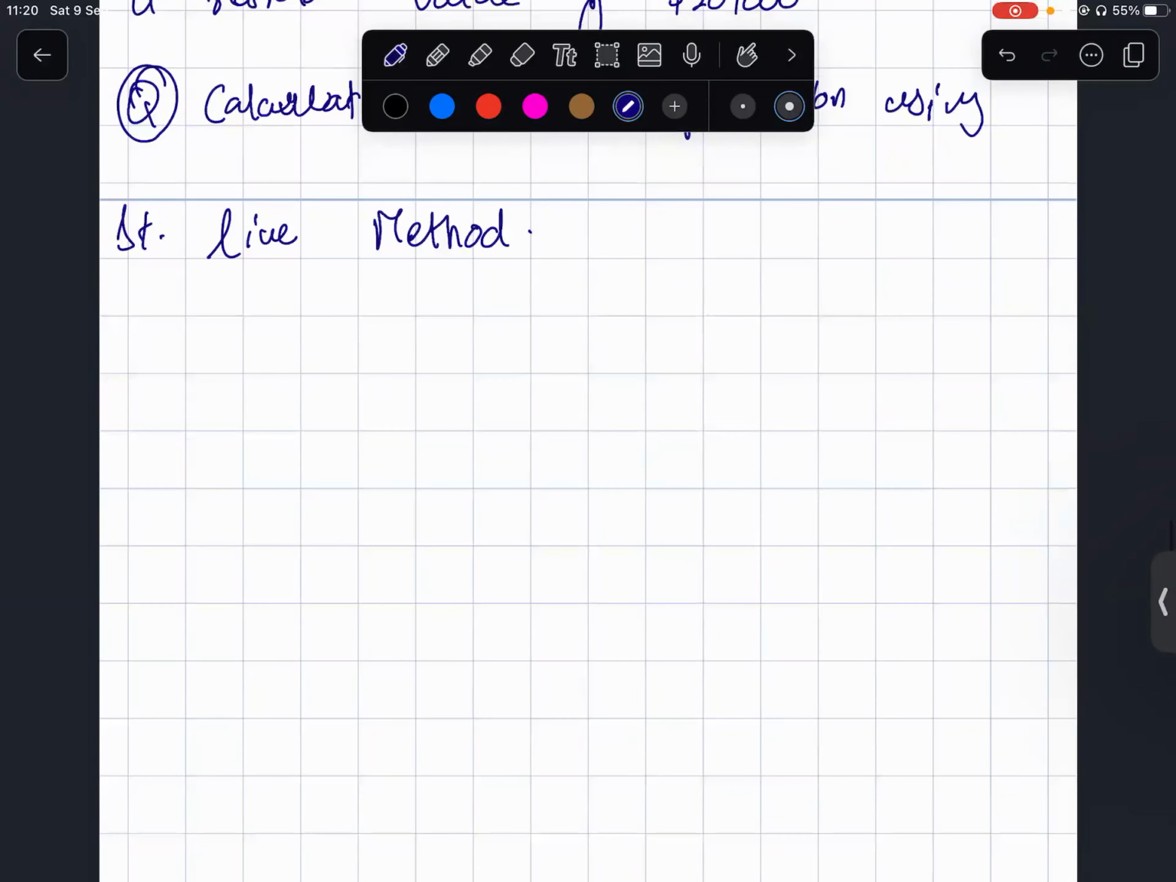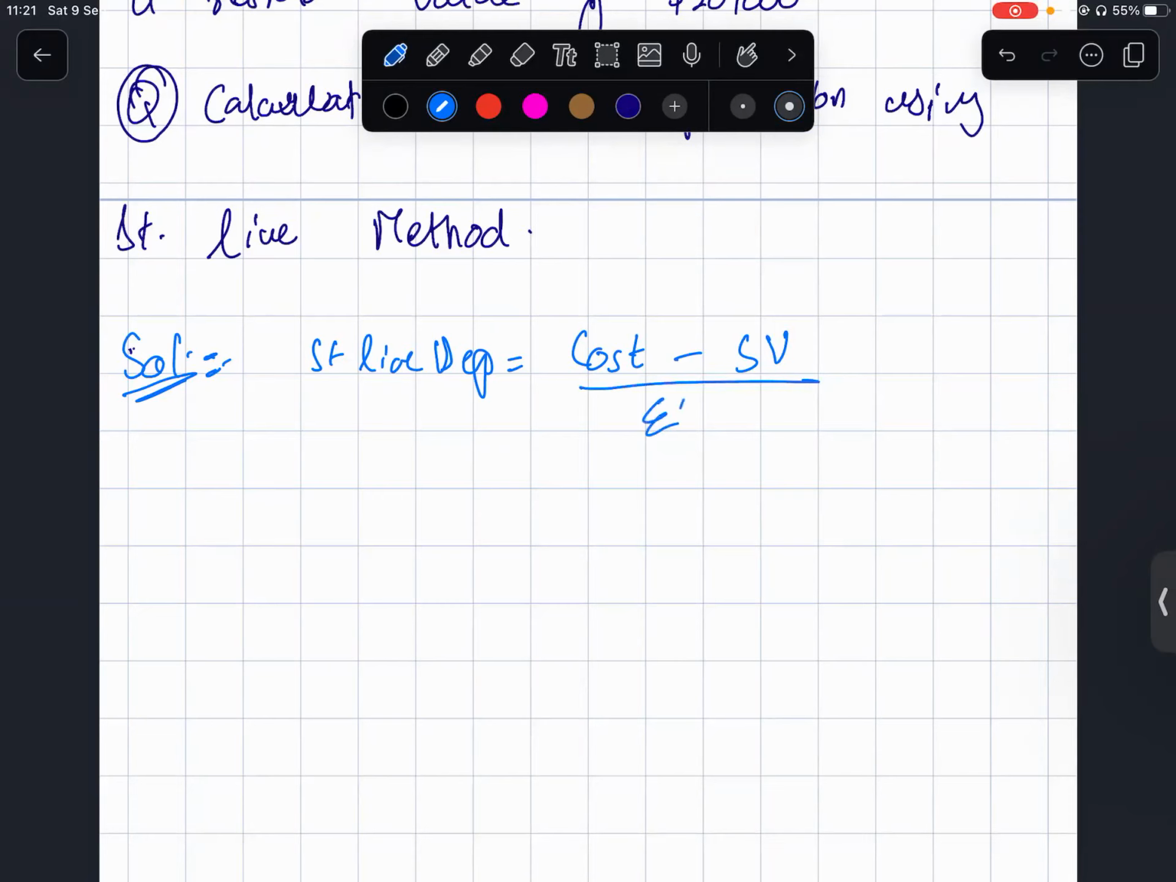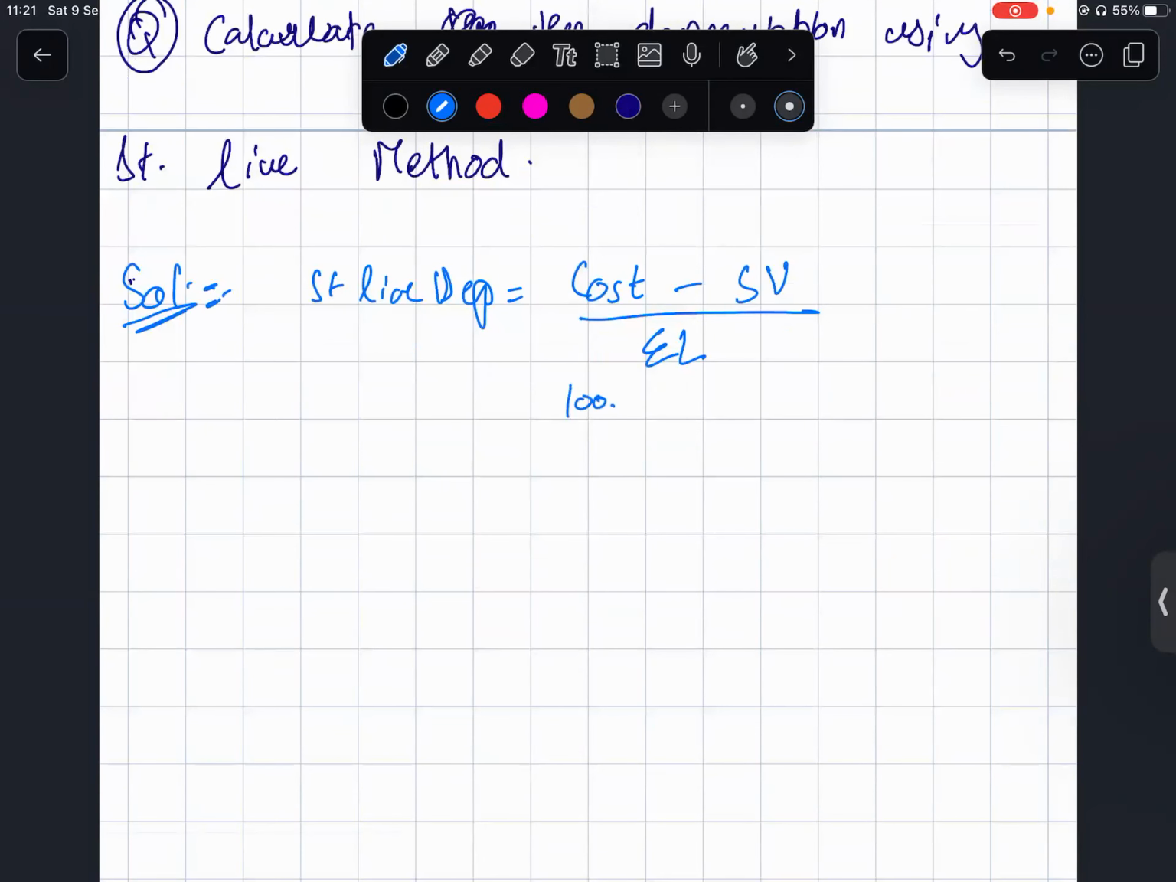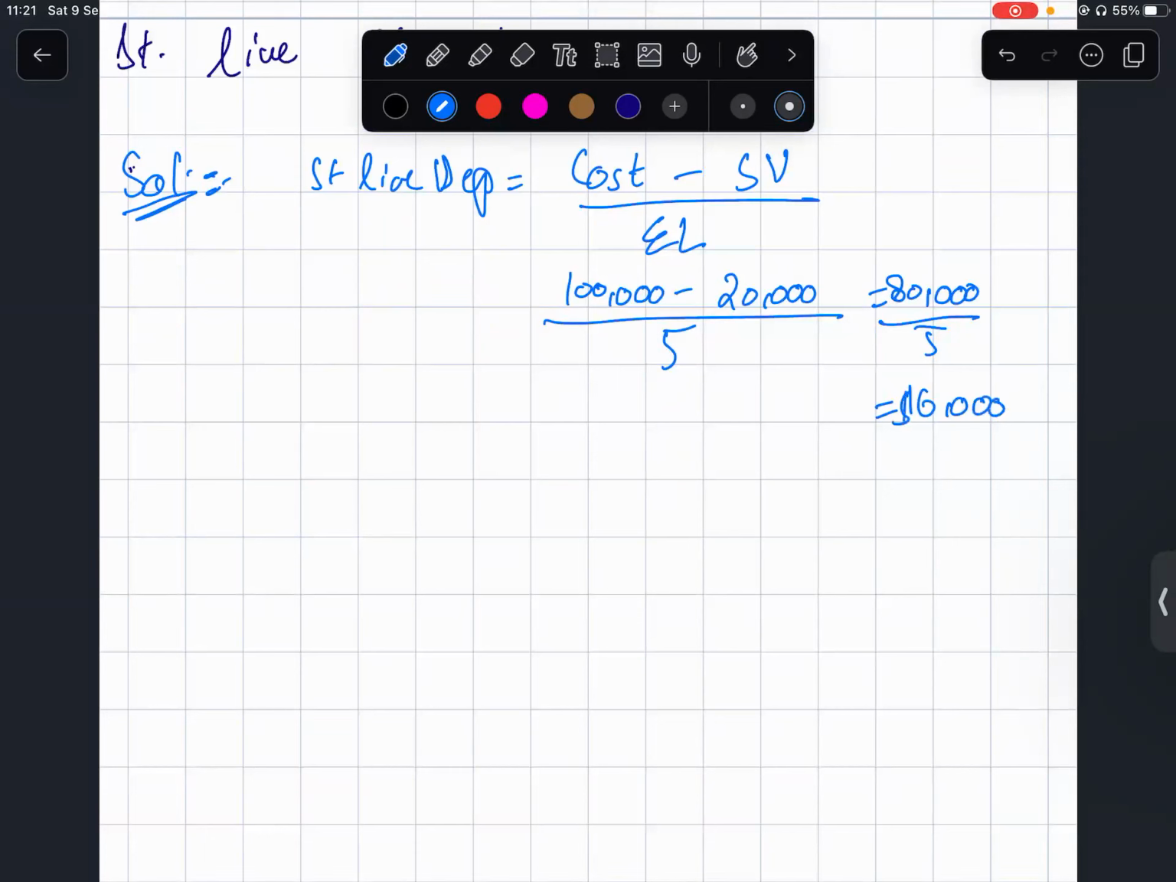Now it's very simple. The solution for this: the formula for straight line depreciation is cost minus SV, I'm writing SV for scrap value or salvage value or residual value, divided by economic life. So the cost for our car was 100,000. Our scrap value was 20,000. And our economic life was 5 years. That's 80,000 divided by 5, which is equal to $16,000. This is your depreciation for 1 year.